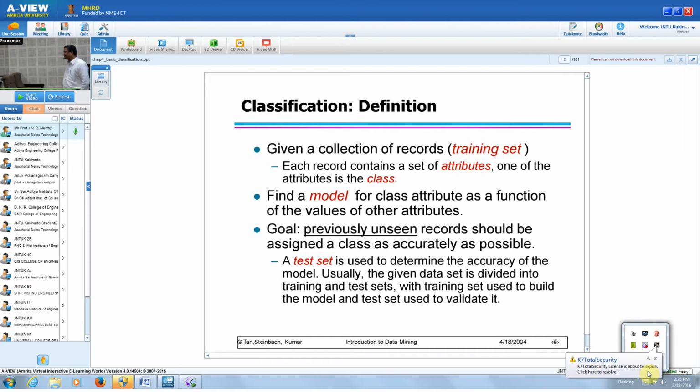There is one professor called Pabitra Mitra in IIT Kharagpur. He is a young scientist. And he wrote a book on pattern recognition. And that book was prescribed in California, Berkeley. He is a young scientist. He is a youngster from Kharagpur.